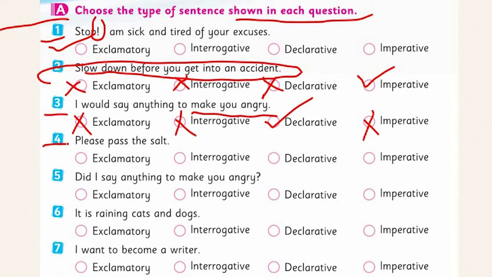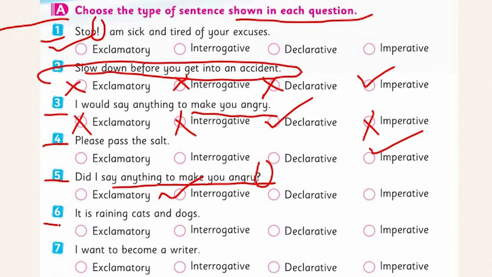Now look at the fourth one. Please pass the salt. This is a simple sentence here, so this is an imperative. Yes, this is not a declaration, and we don't have any exclamation or question mark here. So it is obvious this is an imperative sentence. Look at the fifth one. Did I say anything to make you angry? Yes, we have a question mark here, and it's very clear it's an interrogative sentence.